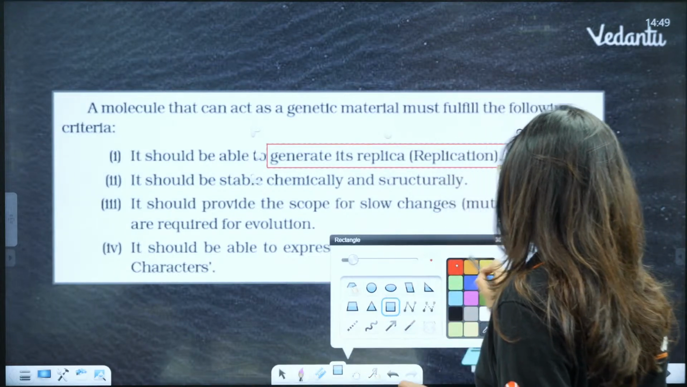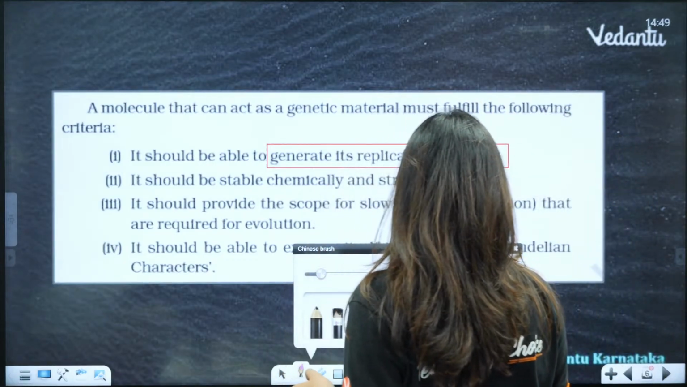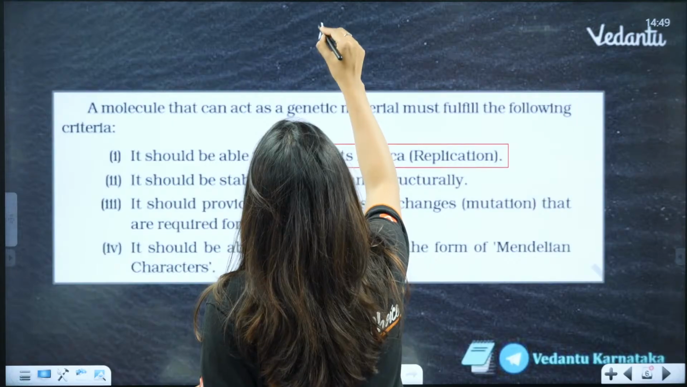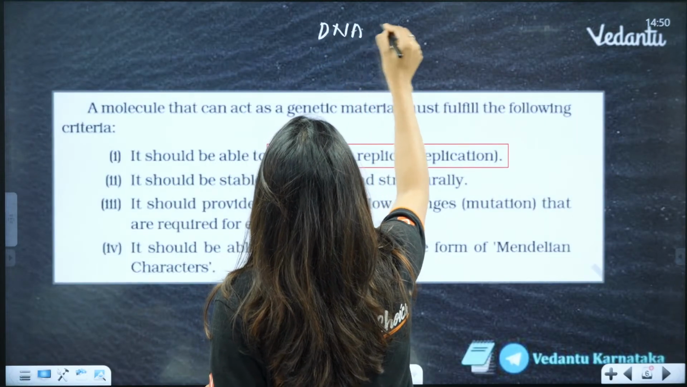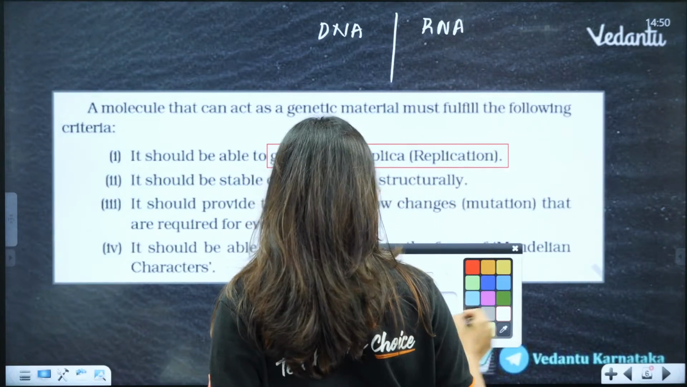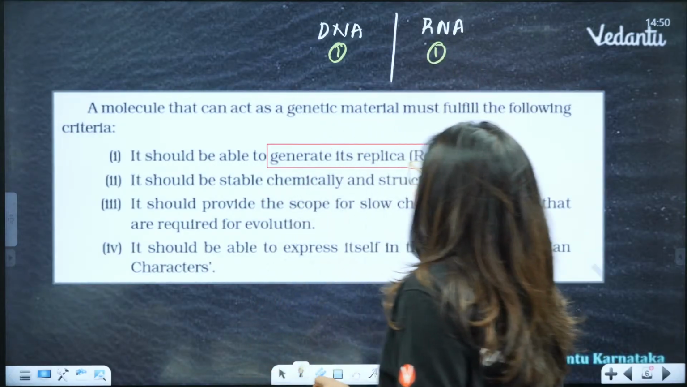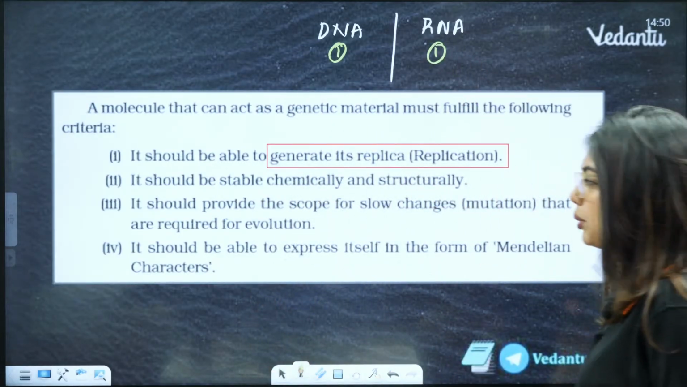replication. So who gives the points, students? Here we can draw another small box. DNA and RNA. So one point, the first point, we'll give to both of them because both of them can do replication. One point for both of them.